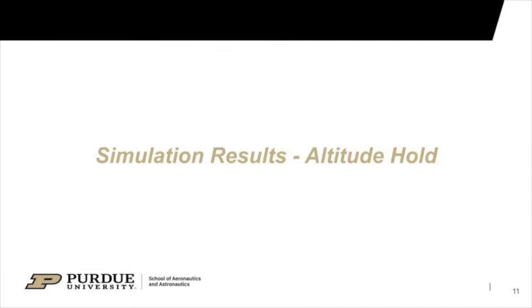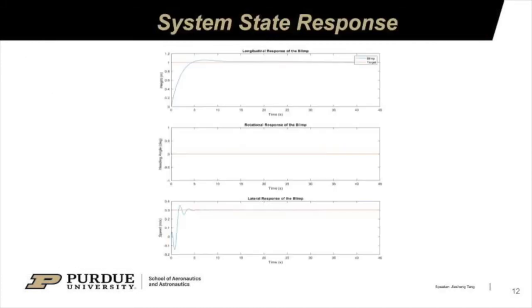Now we'll move on to the simulation results. The first simulation we ran is to hold the altitude at 1 meter. As we can see from the plots, the output from the simulation tells us that our system will rise to our target in under 5 seconds and will slowly decrease and hold at that altitude for the rest of the simulation. Since we don't have any heading inputs, the output will also be 0.